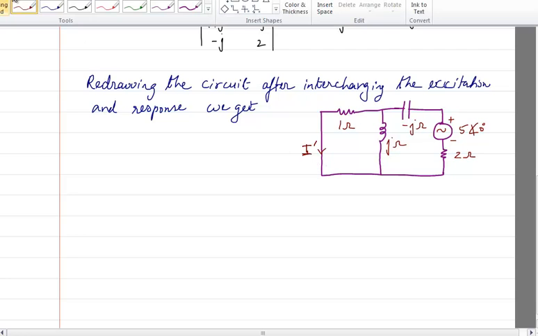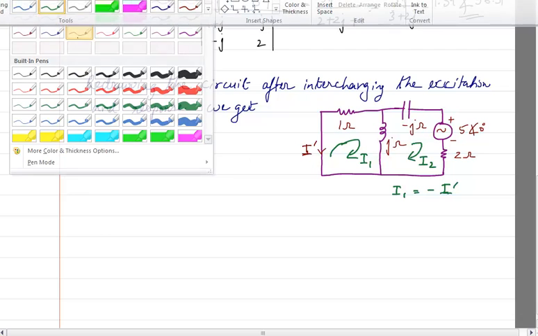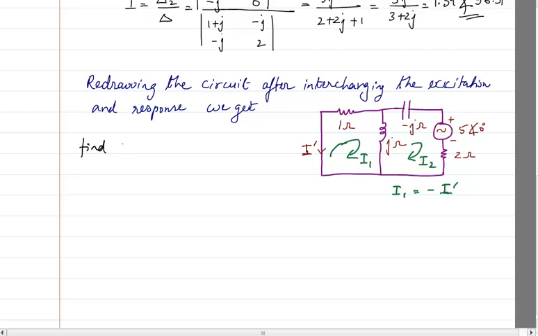Again, as I said, you could have used any other method, but here I am going to use the matrix method. So let me write this as I1 and this as I2. I1 is going to be equal to minus I dash, because I1 is flowing from bottom to top, whereas I dash is flowing down. So in the end I have to do this substitution. So now I will straight away go to find I dash.